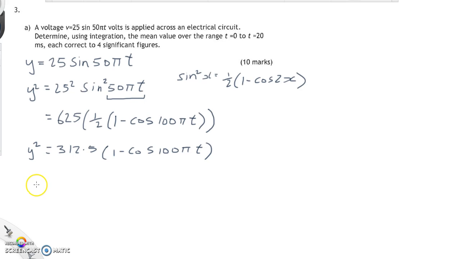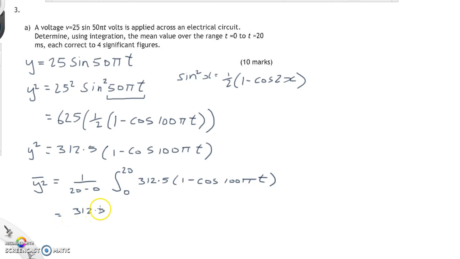So to get the average value of y squared, in the limit set there, we're going to have 1 over 20 minus 0, integrating over those limits, 20 on top, 0 down here, 312.5 times 1 minus cos 100 pi t. We can take the 312.5 outside. So we can rewrite that as 312.5 over 20 times our integral from 0 to 20 of 1 minus cos 100 pi t. 312.5 divided by 20 gives us 15.625.